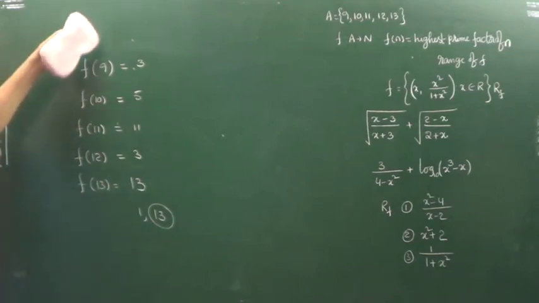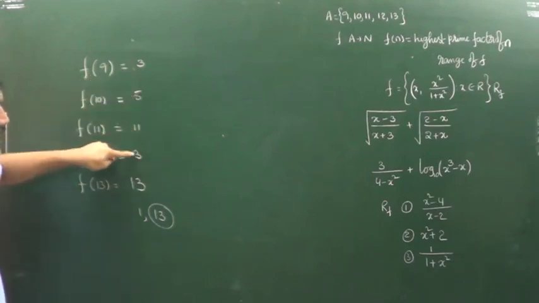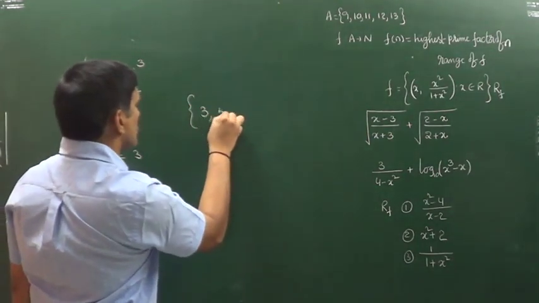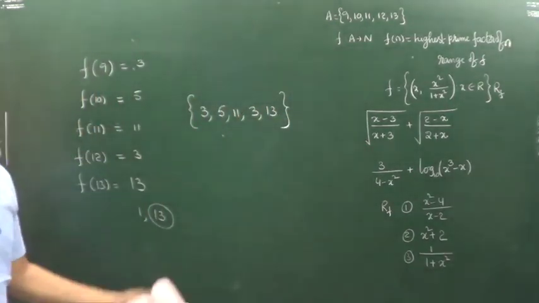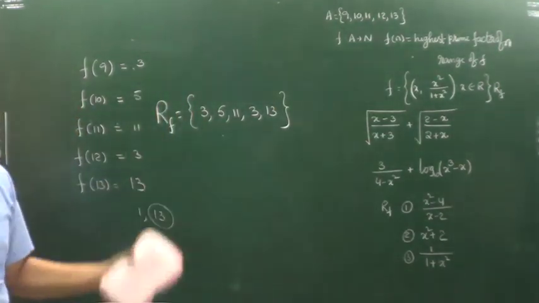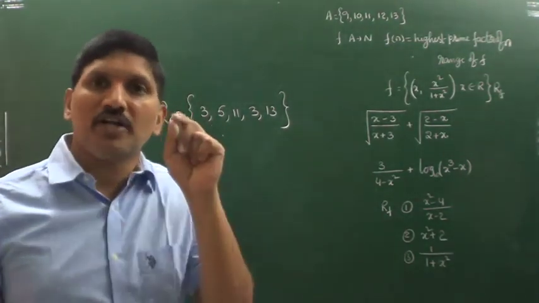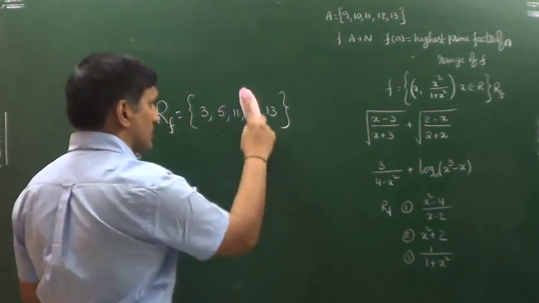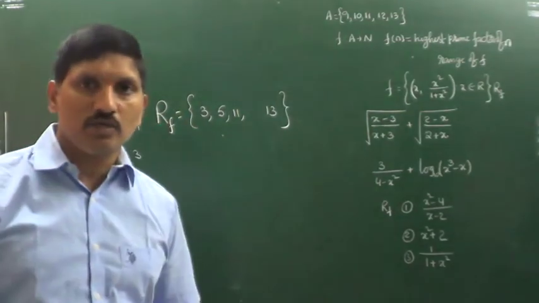So these are all the functional values for 9, 10, 11, 12, 13. The set of all functional values is 3, 5, 11, 3, 13. The set of all functional values is called the range of the function. Sir, why are you writing 3 two times? Whether you write it 1 time or 2 times or 10 times makes no difference. That's why you can show it like this: 3, 5, 11, 13. That is the range of the function.